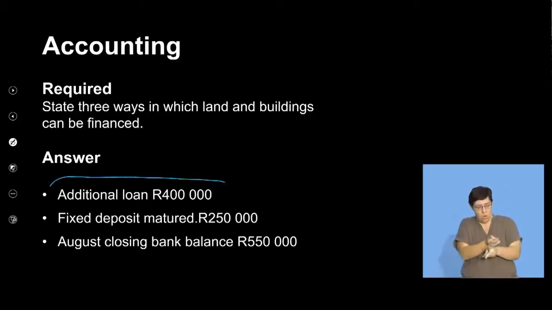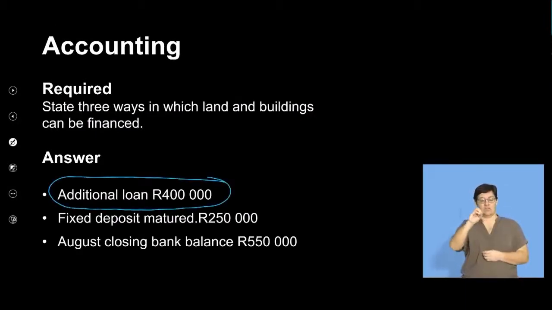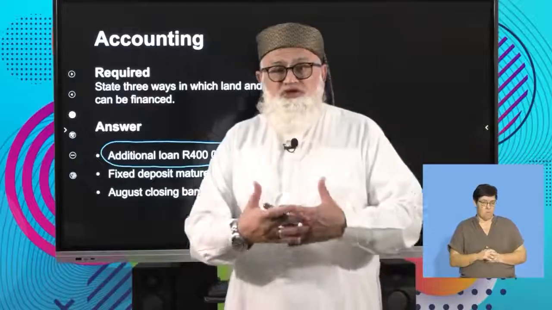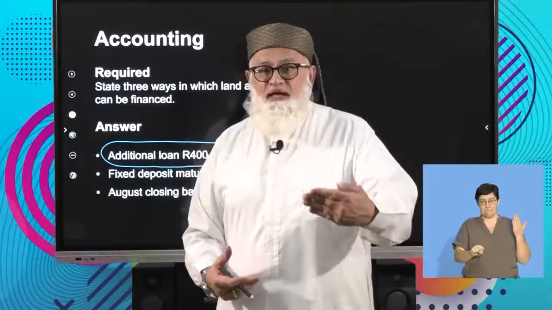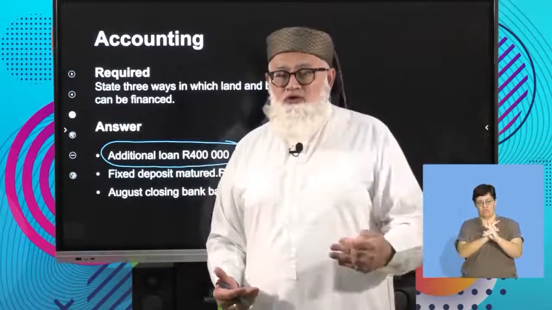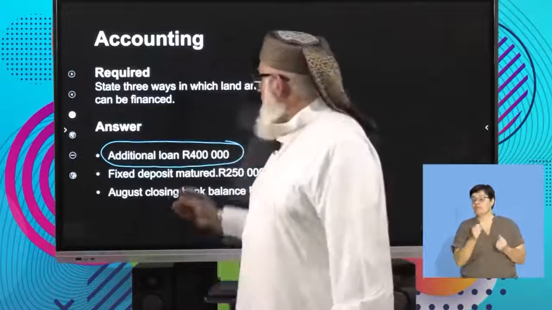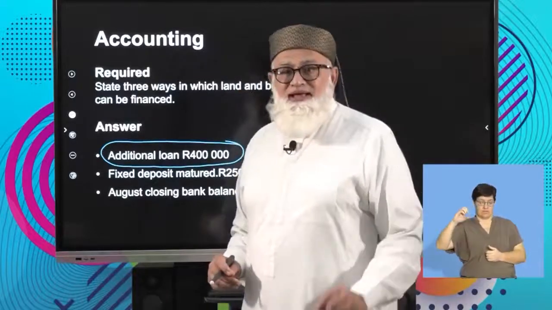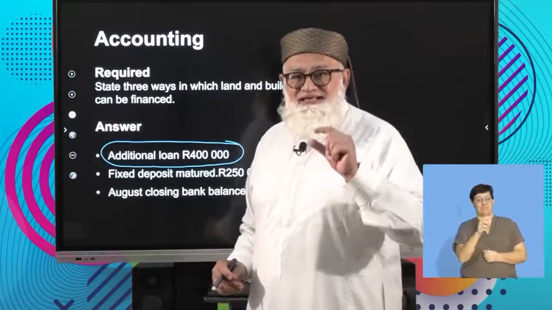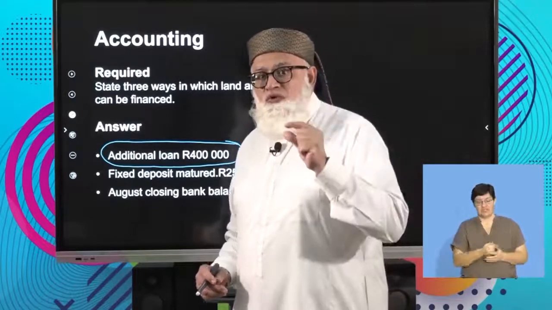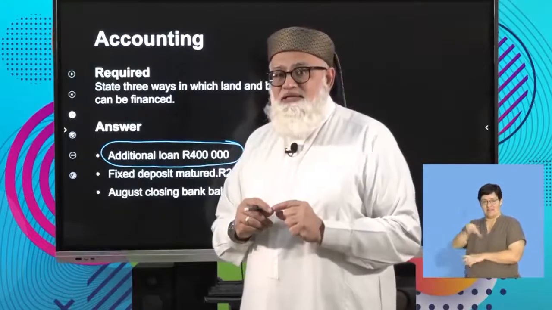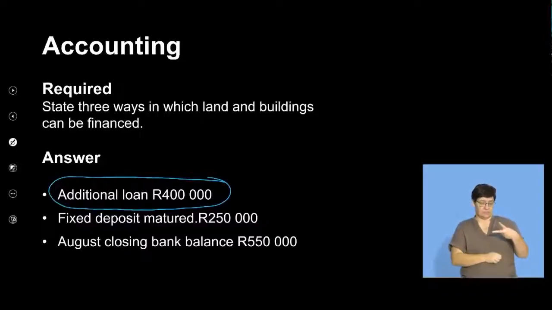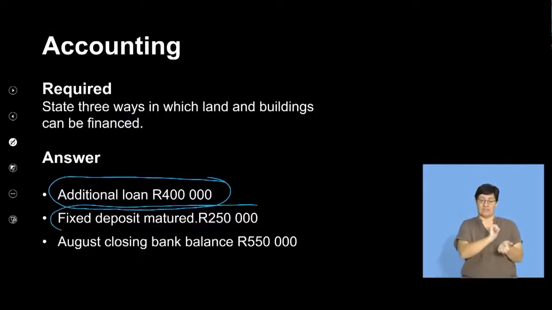There's an additional loan of 400,000 Rand. Okay? Based on your given information, obviously, you'll have to look for that information and find out that there's an additional loan that was taken to the value of 400,000 Rand. And therefore, you can see that as you have taken that loan, it will allow you to finance the land and buildings, right? 2, a fixed deposit has matured.